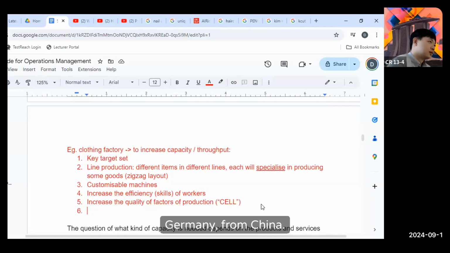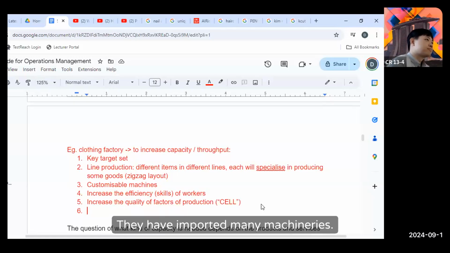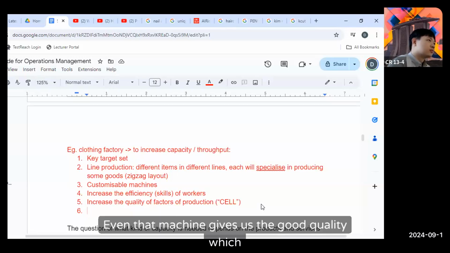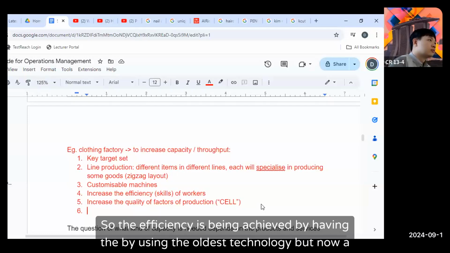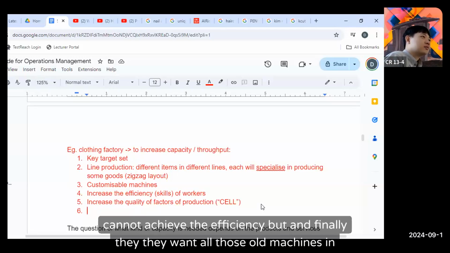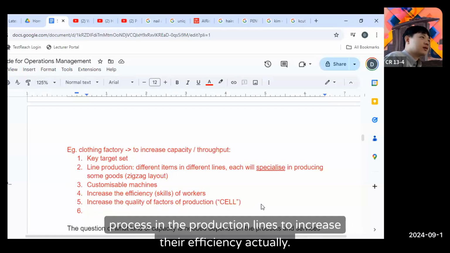From Germany, from China, they have imported many machineries. Even though they use modern machineries, they are using the oldest machinery, which is used for weaving. Even that machine gives us good quality which modern technology machines cannot give. So the efficiency is being achieved by using the oldest technology, not new technology. People keep on changing the machineries, but they cannot achieve the efficiency. And finally they brought all those old machines back into the production lines to increase their efficiency.